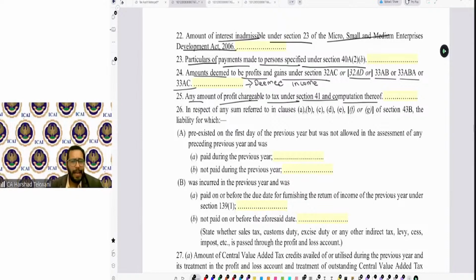There are various subsections under section 41, which talks about expenditure, loss, or trading liability incurred by the assessee, or subsequently during any previous year, with respect to building, machinery or plant or furniture. Then you have various different subsections in section 41. If any amount is chargeable to tax under section 41, then you need to provide the computation thereof. For this purpose, we need to go through subsection wise what the amounts are and whether any such transaction is falling under the purview of section 41.